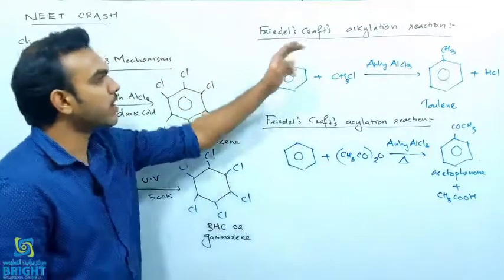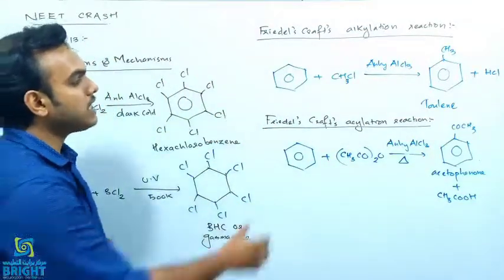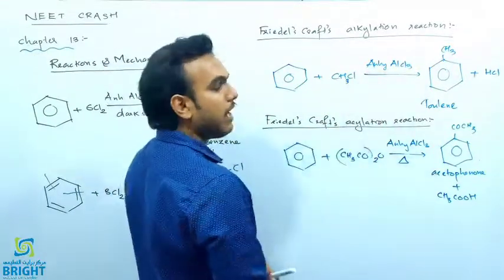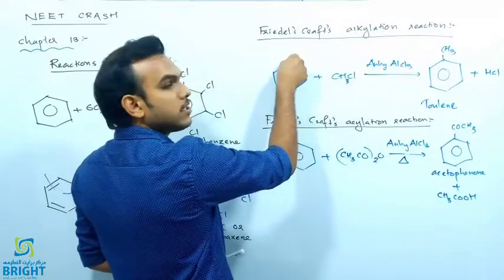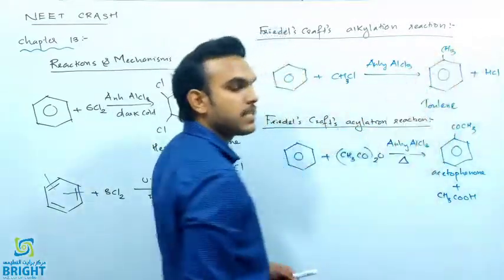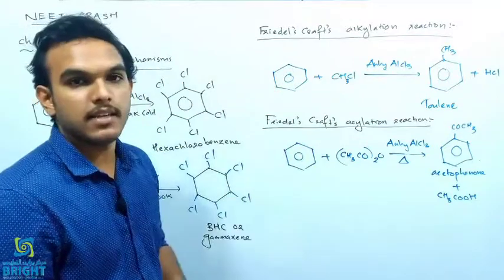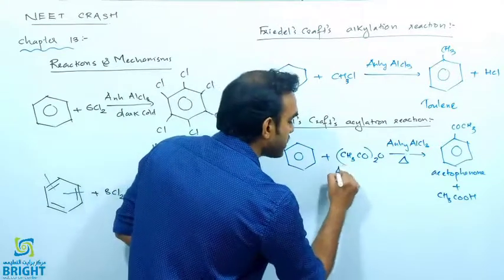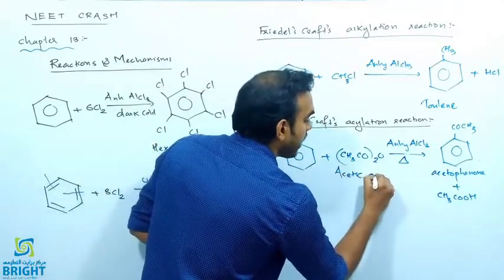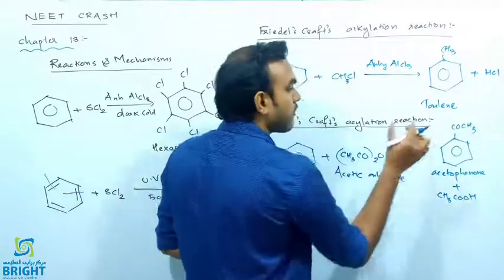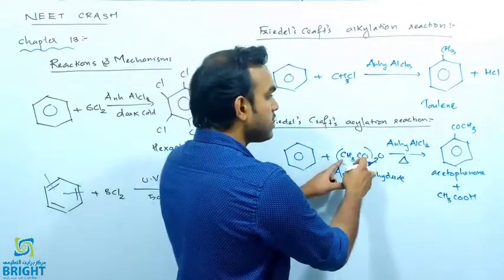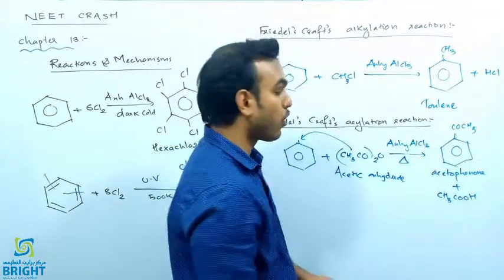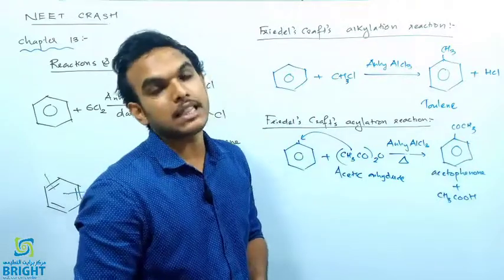Now we are dealing with the Friedel-Crafts alkylation reaction, that is, if benzene reacts with CH3Cl in the presence of anhydrous AlCl3, this CH3 will take place on this carbon, and it will become toluene plus HCl. Is that clear? See here, if benzene reacts with acetic anhydride in the presence of AlCl3, this COCH3 will take place on this carbon. It will become acetophenone plus CH3COOH, that is ethanoic acid.